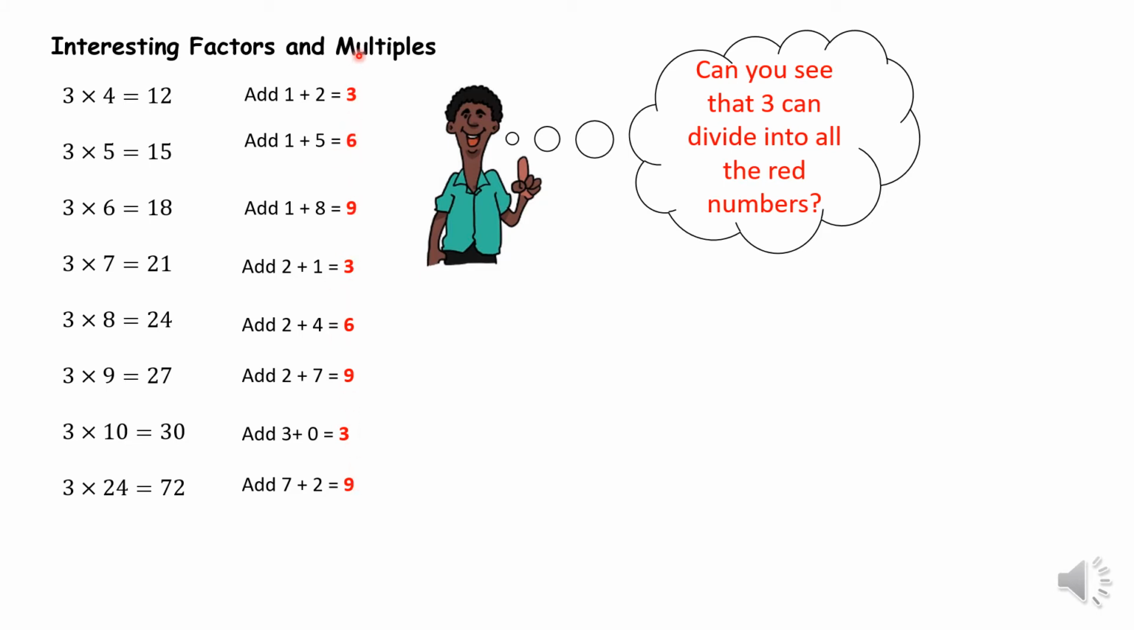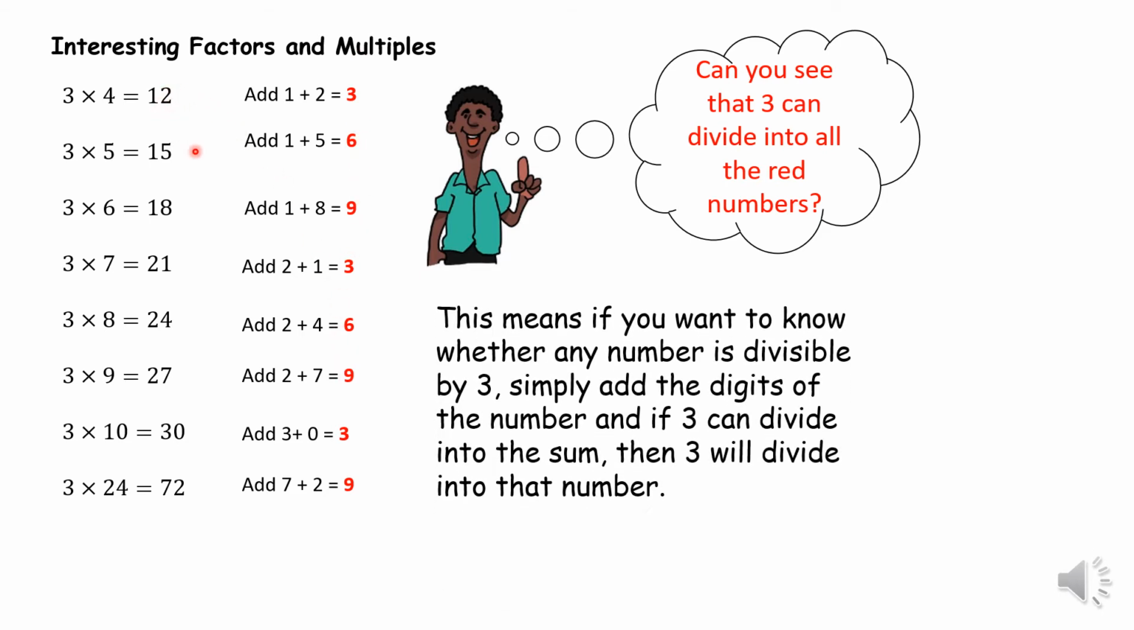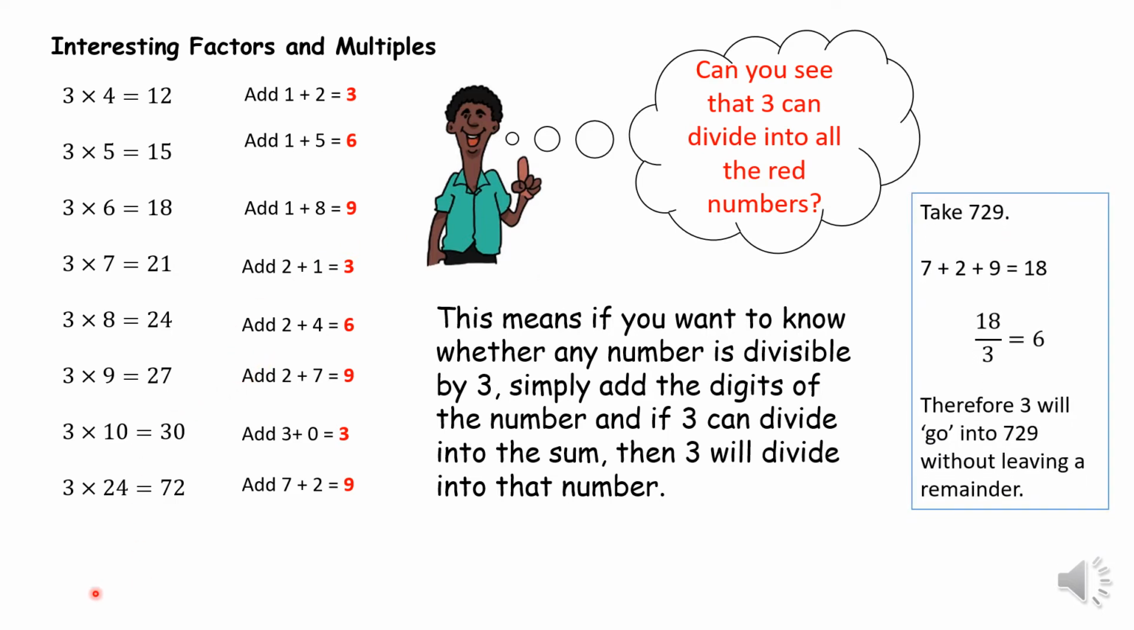So when you add the digits of any number and you want to make sure whether 3 can go into that number, like for example the number 729 that I have shown you here, if I add the digits of 729, 7 plus 2 is 9, and 9 plus 9 is 18, then I know that 3 will go into this number without leaving a remainder. So that is one of the things you can do when you want to check for what we call divisibility by 3. There are others. There's divisibility by 9 that is similar, but I'm not going to get into those.